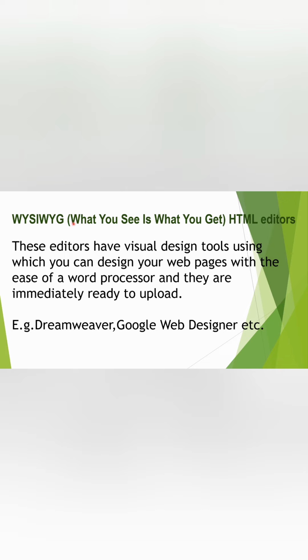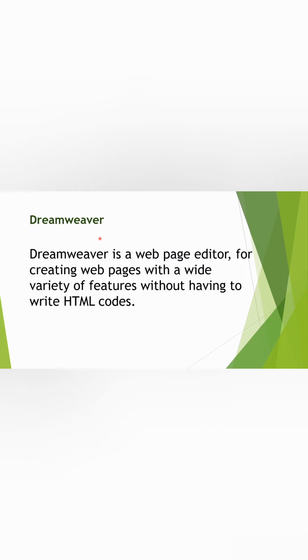What You See Is What You Get HTML editors have visual design tools using which you can design your web page with the ease of a word processor, and they are immediately ready to upload. Dreamweaver and Google Web Designer are examples of What You See Is What You Get type of HTML editors. What is Dreamweaver? Dreamweaver is a What You See Is What You Get HTML editor. This is a web page editor for creating web pages with a wide variety of features without having to write HTML codes.